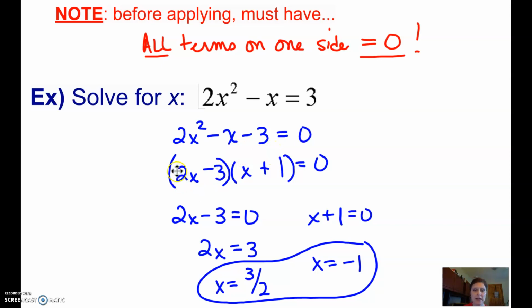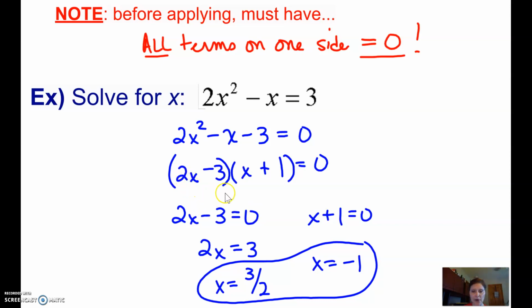I don't have anything in common, so I'm going to start with my 2 parentheses. What goes in these first 2 spots multiplies to give me the first term, 2x and x. What goes in the last 2 spots has to multiply and give me a negative 3. I chose negative 3 and positive 1. Someone might say, well, why can't we do plus 3 and negative 1? The answer is because I have to consider the middle term.